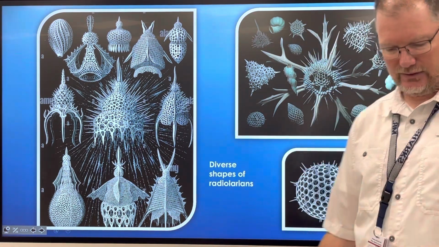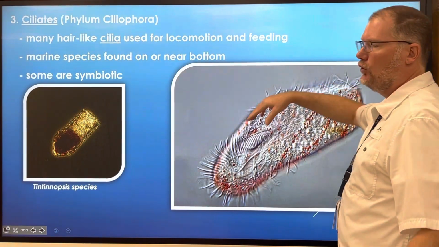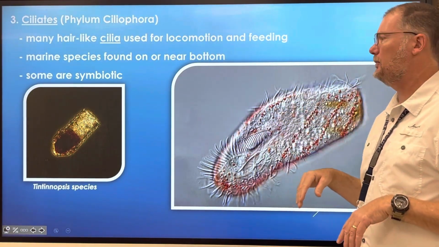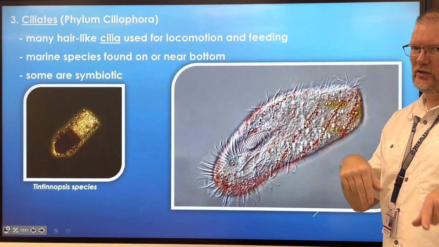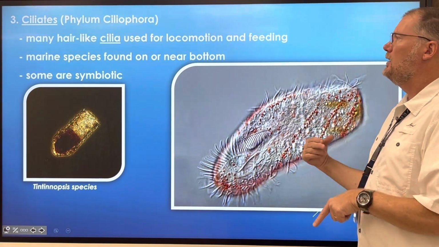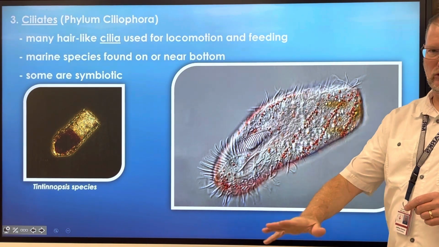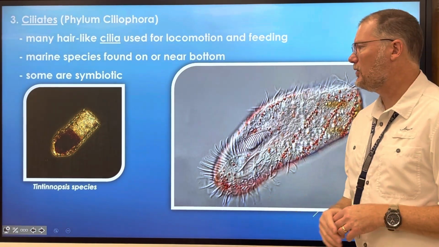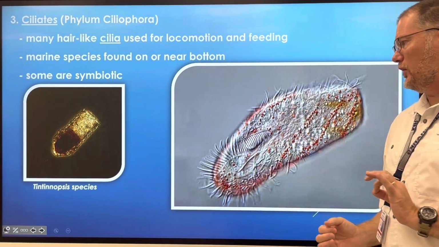Life is just amazing. All right, the ciliates, phylum Ciliophora. They have many hair-like cilia, like little oars in the water, like a paramecium. But paramecium are freshwater. These are salt water, right? Marine species are usually found at the bottom, in the detritus. Some of them are symbiotic. They live with other organisms in one way or another.